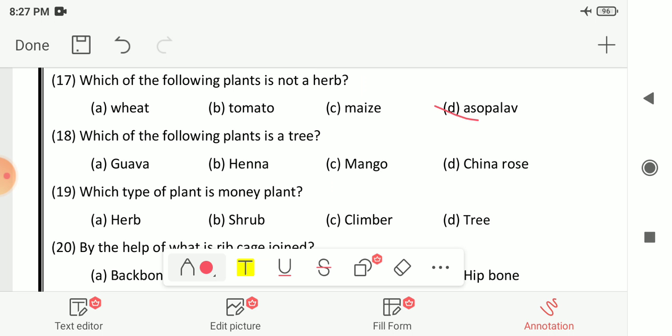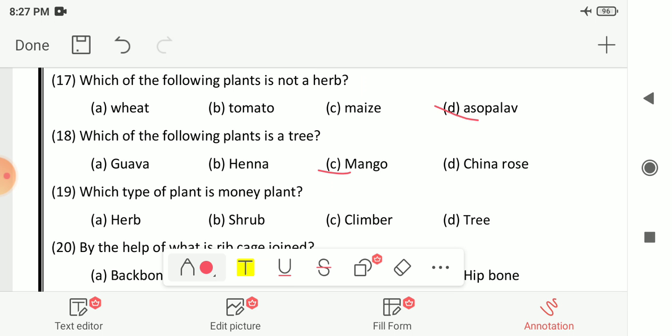Next is, which of the following plants is a tree? The options are guava, henna, mango, or China rose. So here your answer is option C, that is mango. Mango is a tree. Mango plant is a kind of tree.